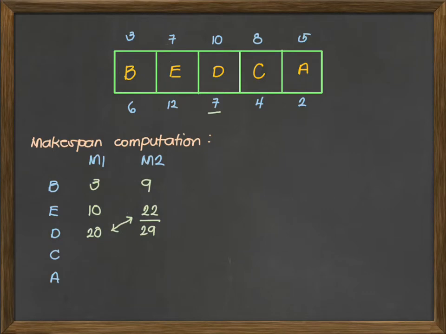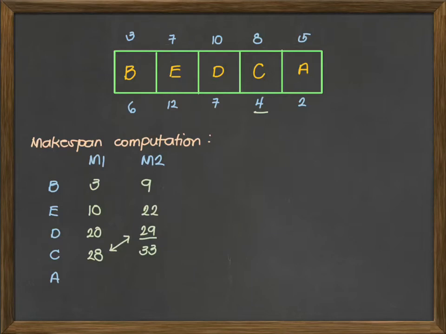Now, for job C naman tayo. So, we add 20 and 8. So, we have 28 hours running for machine 1 for job C. And again, comparing between the two, 28 and 29. So, 29 yung mas malaki. 29 plus 4, we have 33.